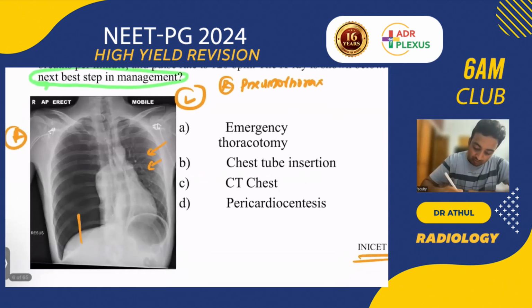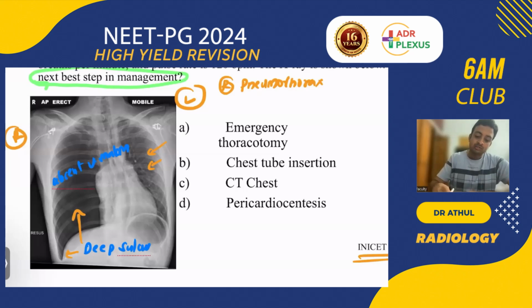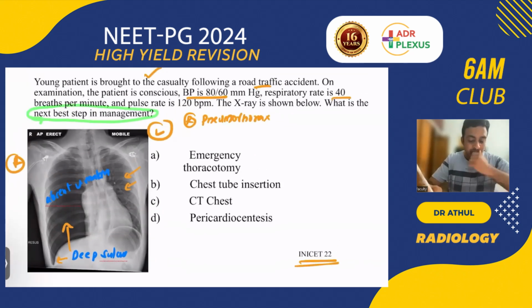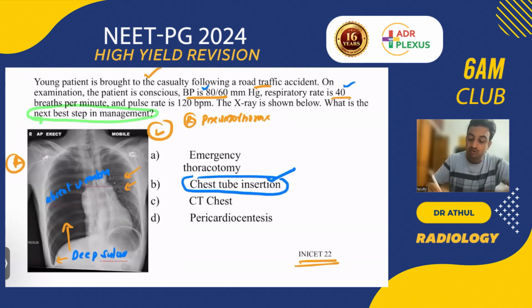See, here you are not able to see any vascular markings. Here you are able to see a deep sulcus. Deep sulcus, absent vascular markings. So this is pneumothorax, and here the patient is having a reduction in BP and reduced pulse rate. So this is tension pneumothorax. You have to do emergency chest tube insertion. You don't have to confirm with CT because this is very evident. So no need for CT.